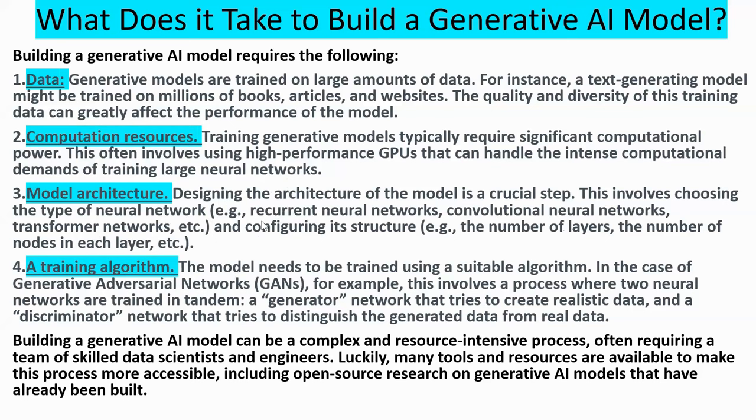And training algorithms. In the training algorithms, the model needs to be trained with a suitable algorithm. In the case of generative AI, GANs would be a perfect choice. For example, this involves a process where two neural networks, one a generative neural network and the other a discriminator neural network, are trained. Building a Gen AI model can be a complex and resource-intensive process, often requiring skilled data scientists and engineers.